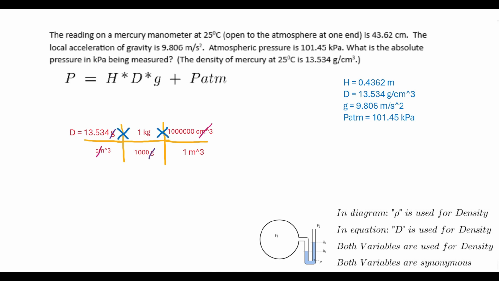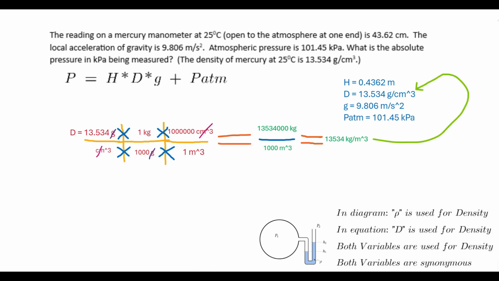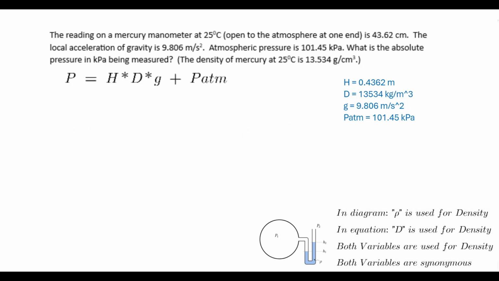Multiply the top values together, which equals 13,534,000 kilograms. Multiply the bottom values together, which equals 1,000 meters cubed. 13,534,000 kilograms divided by 1,000 meters cubed equals 13,534 kilograms per meter cubed. This value can be inputted into the density value. Now you have the needed values with consistent units for the first part of the equation.